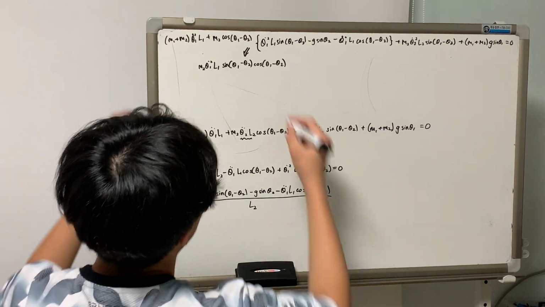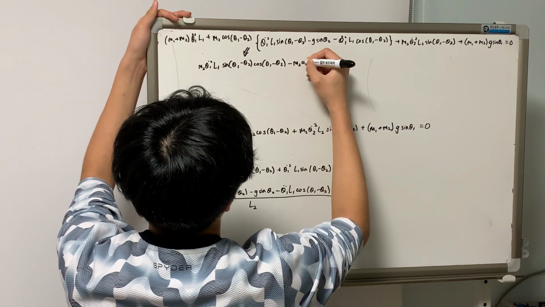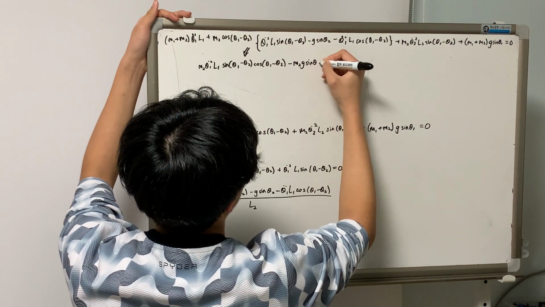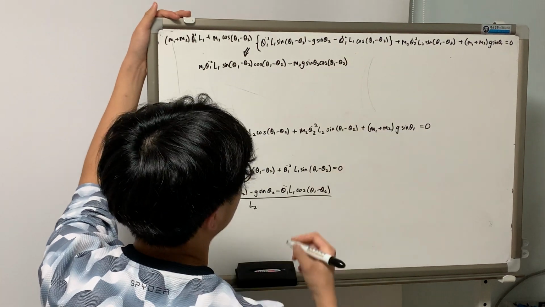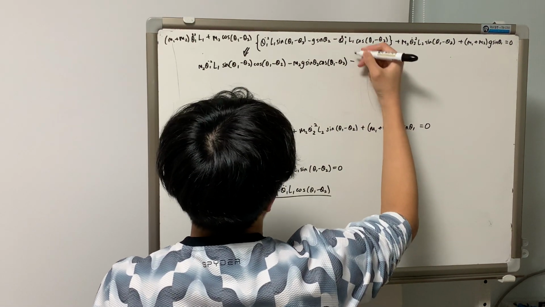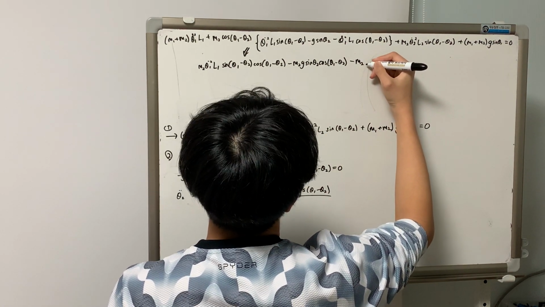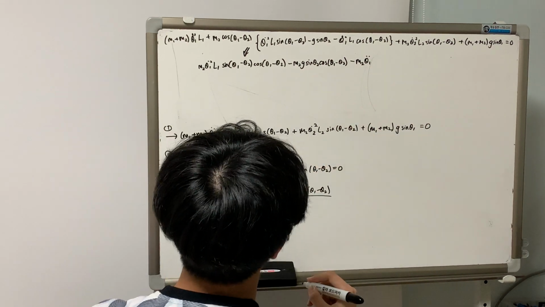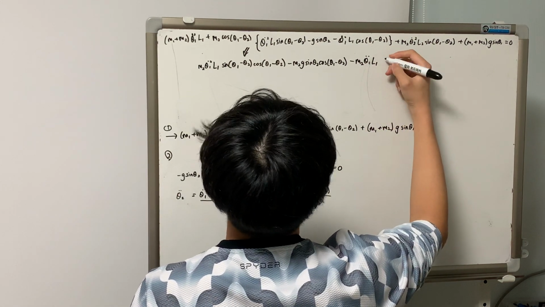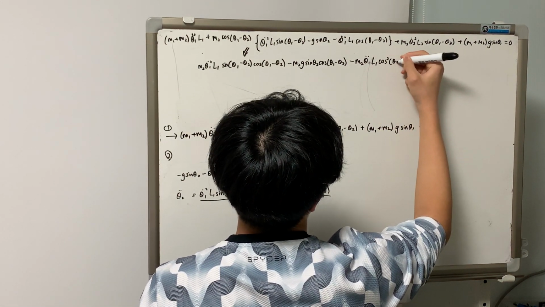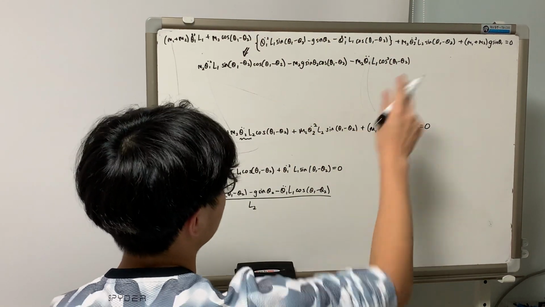And then we are going to expand this over here too. So we get minus M2 G sine of theta 2 cosine of theta 1 minus theta 2. Now we have our theta 1 double dot, which is very important. We have M2 theta 1 double dot minus M2 theta 1 double dot L1 cosine squared of theta 1 minus theta 2, because we have two cosines of theta 1 minus theta 2. And the rest is going to be the same.